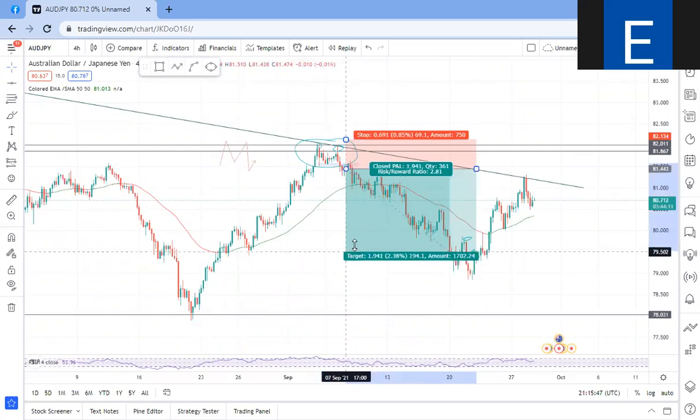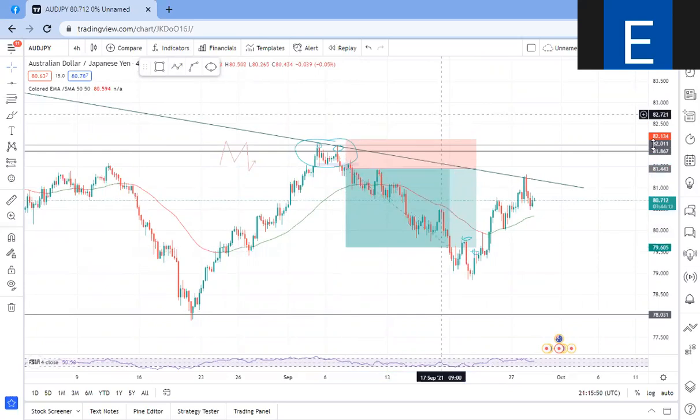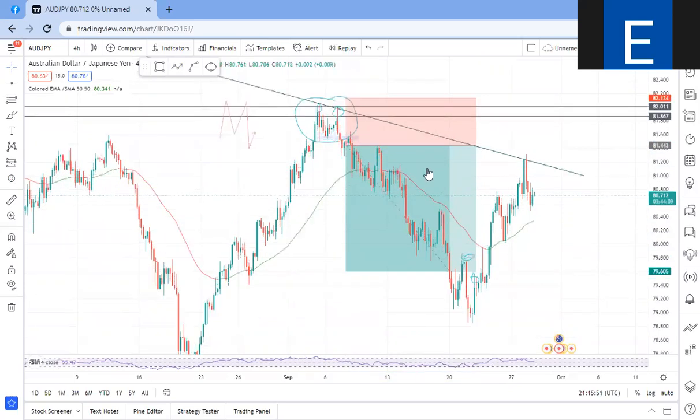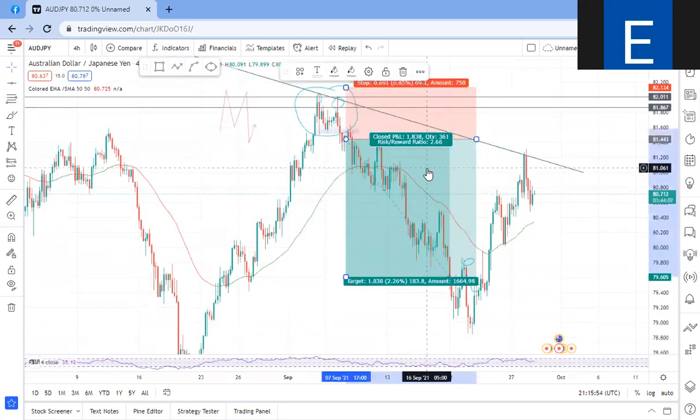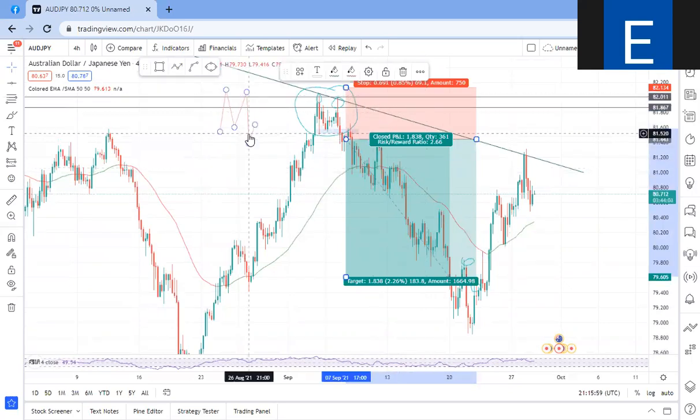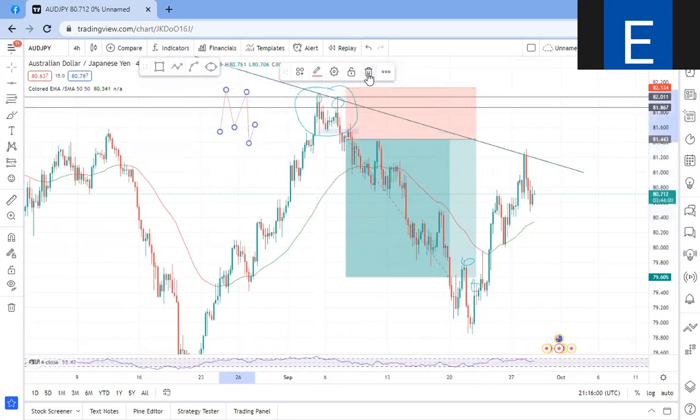But even if I had gone for my normal target, my normal swing trading pattern, I would have still gotten a 1 to 2 risk to reward, which is nice. Unfortunately, I was trying to be Mr. Somebody Else and I got messed up.